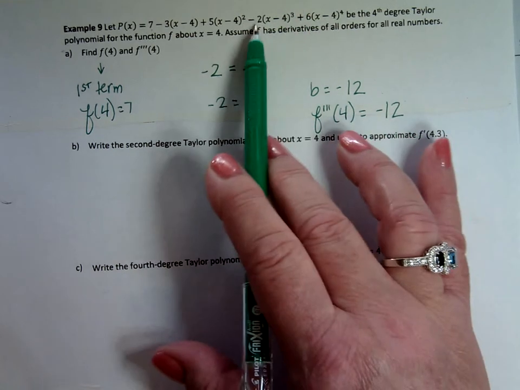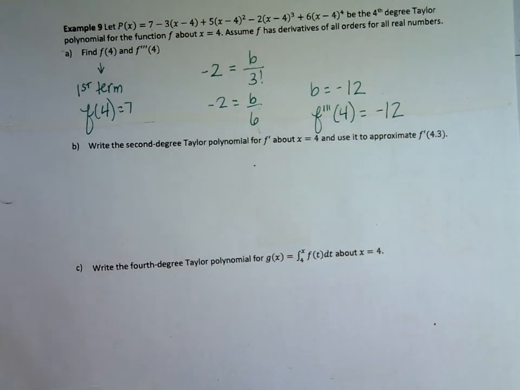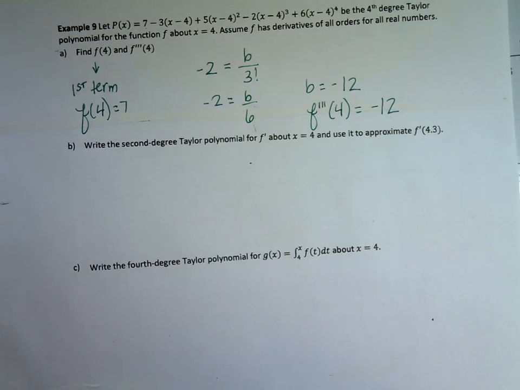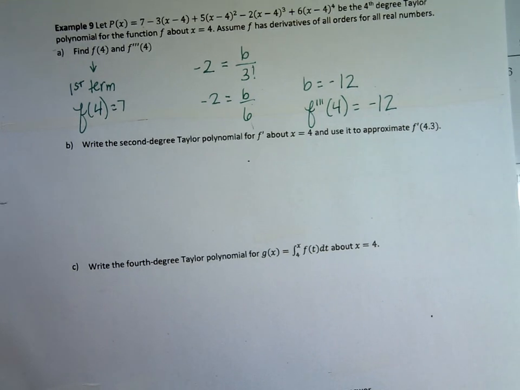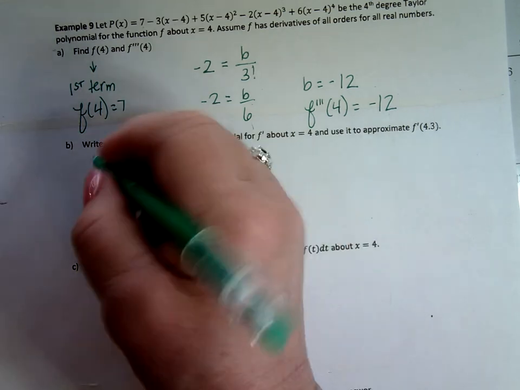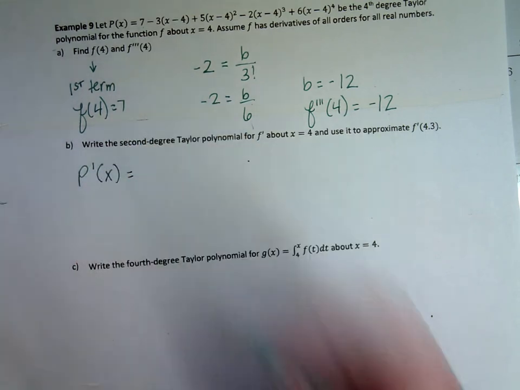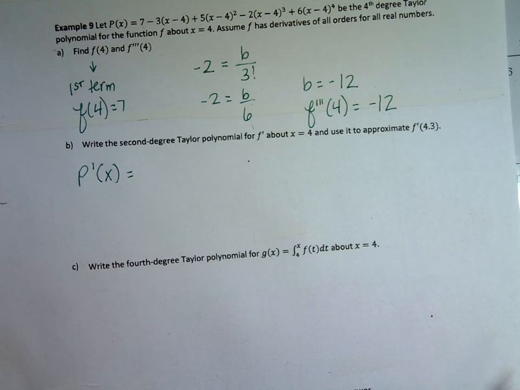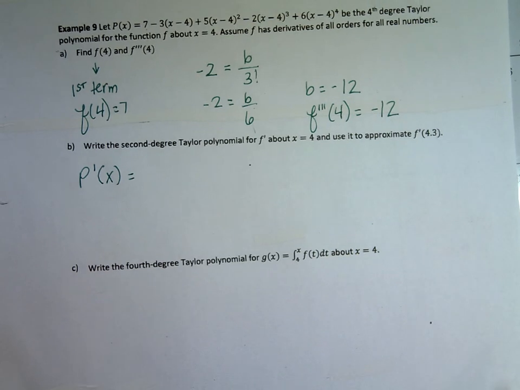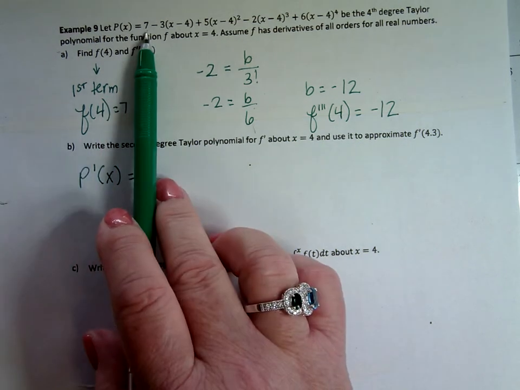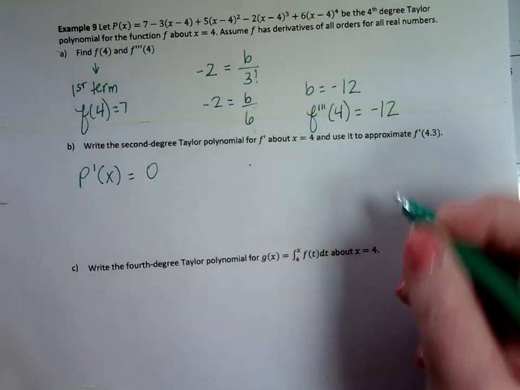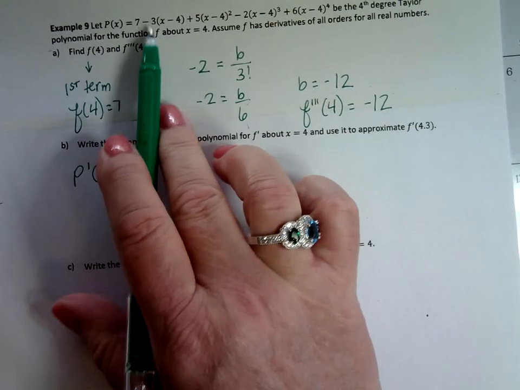All right, second one. Write a second degree polynomial for the derivative about x equals 4 and use it to approximate the derivative at 4.3. Well, that means that I've got to take the derivative, p prime of x. So I've got to go back and take the derivative of each piece. So you're just taking it term by term. Don't make this too crazy. The derivative of 7 is 0.